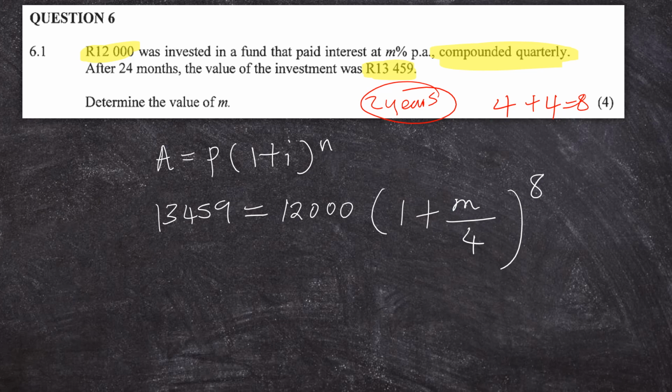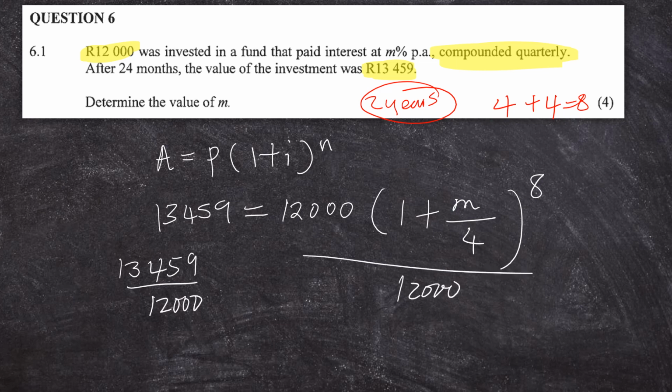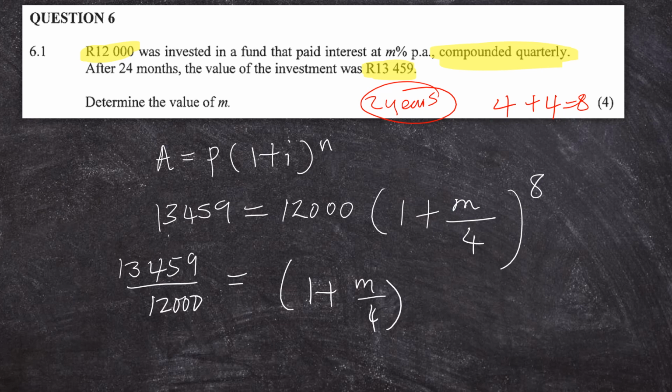Okay, so now we can go and solve for M. How do we solve for M? It's just simply algebra there. We can divide both sides by 12,000. Then you have 13,459 divided by 12,000. That is if we are dividing both sides by what? By 12,000. Okay, so that 12,000 and 12,000 cancel there. Okay, then we have like this, 1 plus M over 4 exponent 8.